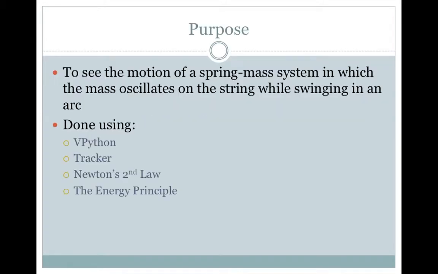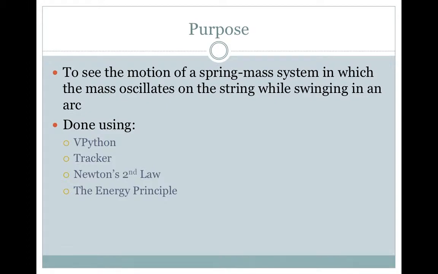The purpose of this lab is to examine the motion of a spring mass system in which the mass swings in an arc while oscillating on the string. This process was done by using Tracker and VPython with the fundamental physics principles of Newton's second law and the energy principle. The result of this was that the spring mass system correlated with the energy principle, since the predicted and observed models are incredibly similar.